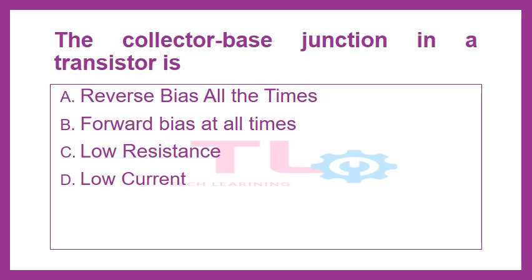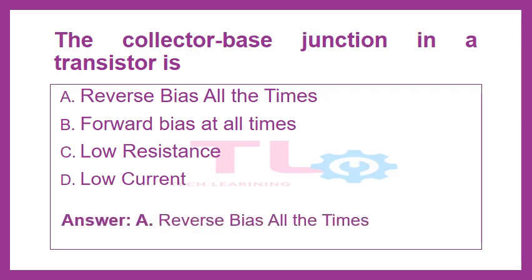The collector base junction in a transistor is option A, reverse bias all the time, option B, forward bias all the time, option C, low resistance, option D, low current. And the correct answer is option A, reverse bias all the time.